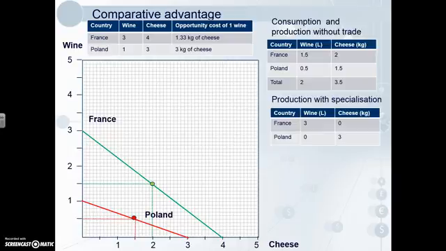How do they know how much to trade each good for? Again, think back to opportunity cost. France must receive more than 1.33 kilos of cheese for a litre of wine. Otherwise, they might as well make it themselves. And Poland needs to give up less than 3 kilos of cheese to get 1 litre of wine. We'll go somewhere in the middle and say that 1 litre of wine is traded for 2 kilos of cheese. If you're unsure of these numbers, try plugging in numbers outside of the parameters yourself and see what happens.